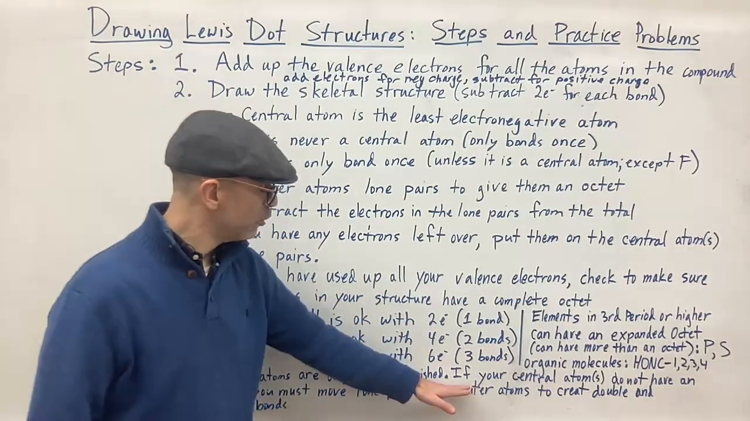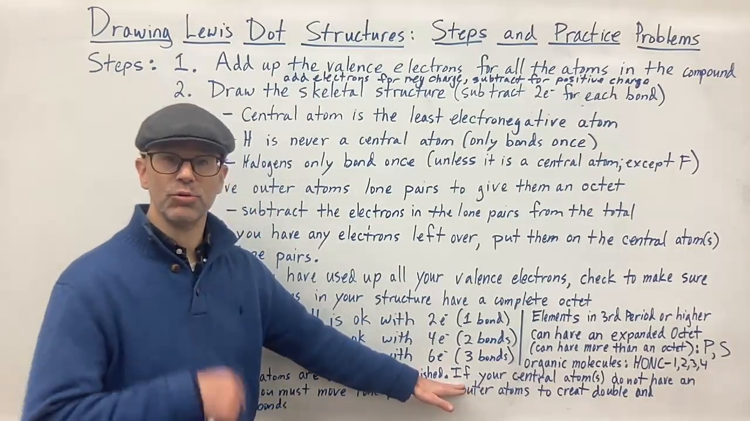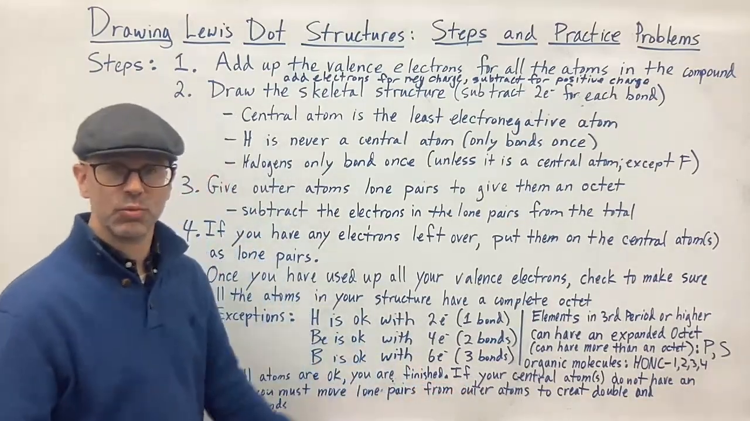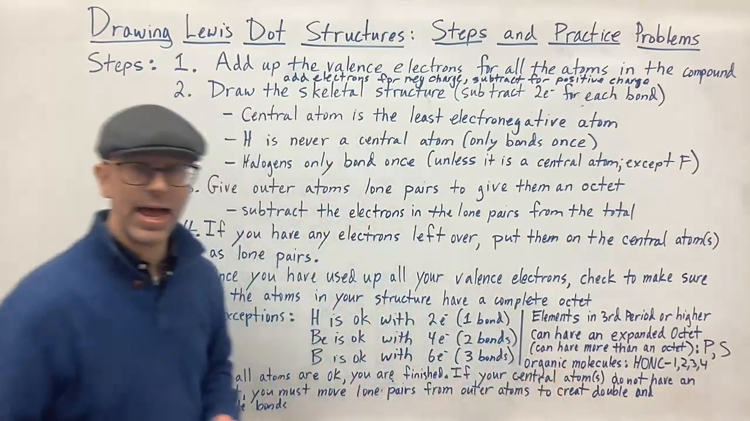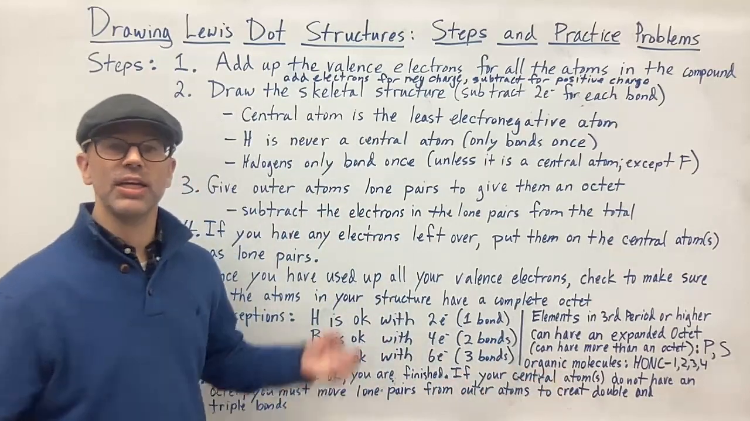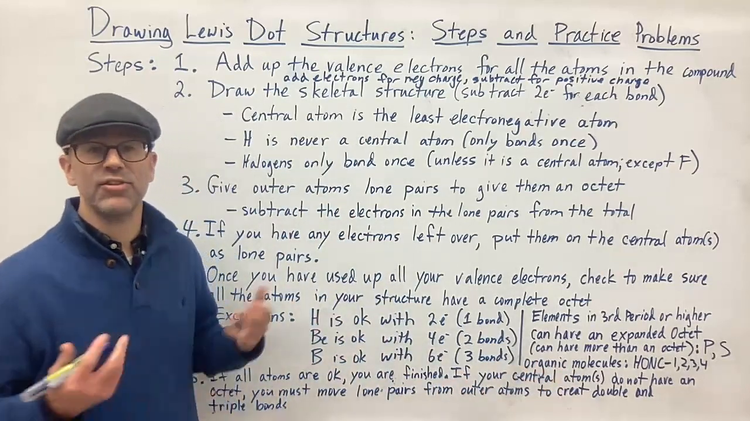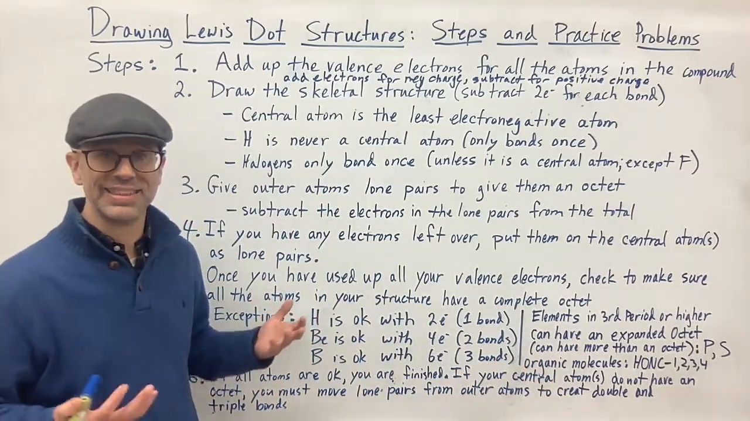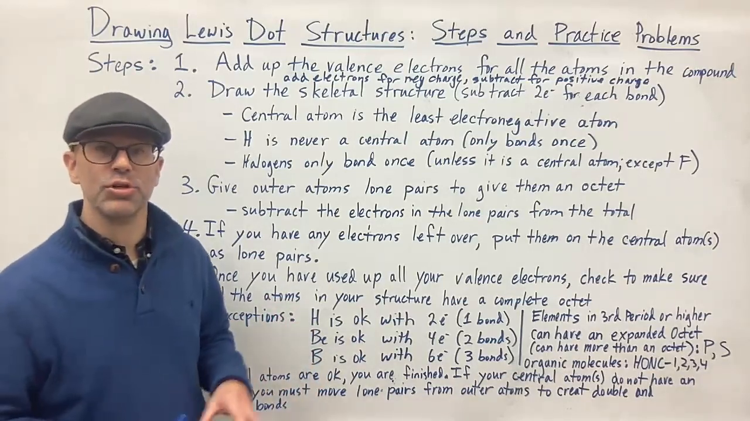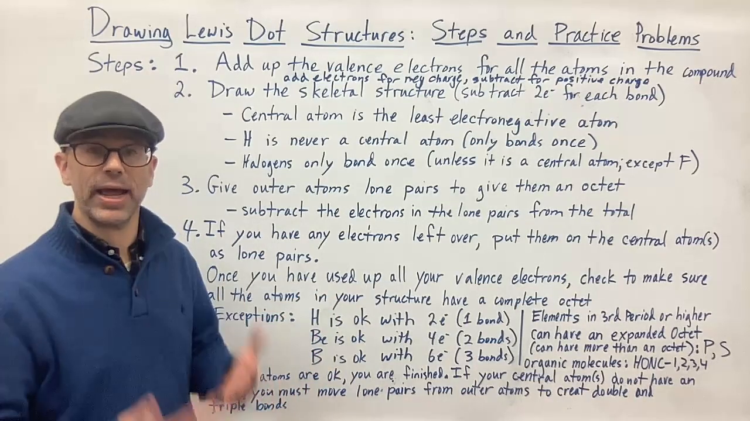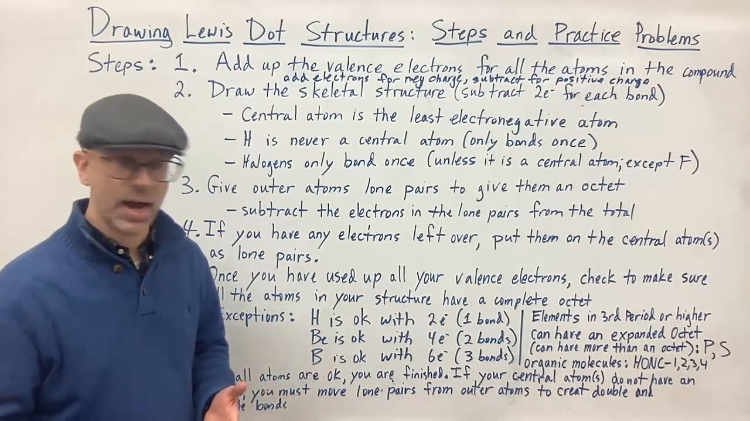If you check and you find that one or more of your central atoms do not have an octet, then you need to make sure that they have an octet. And since you don't have any electrons to give anymore because you used them up already, what you're going to have to do is move lone pairs and create double or triple bonds.